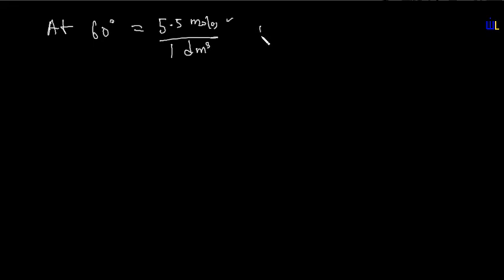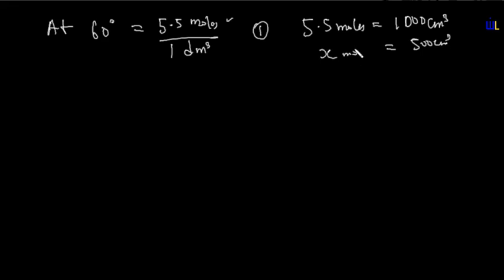Okay, now there are two ways to do it. The first way is you simply say if 5.5 moles is in 1 dm cube, hope you know 1 dm cube is 1000 cm cube, therefore how many will be in 500 cm cube? Because we are dealing with 500 cm cube, so we need to find the amount in 500, not in 1 dm cube. Cross multiply. X is going to be what? This should be 2.75.